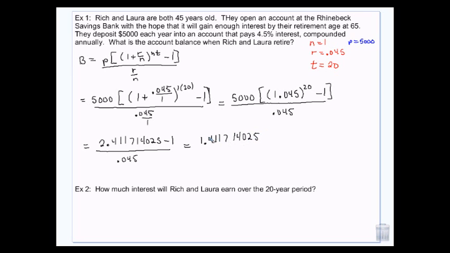You times it by 5,000 already? No, sorry. I'm doing it in the calculator in one step, and I'm not writing everything down here.